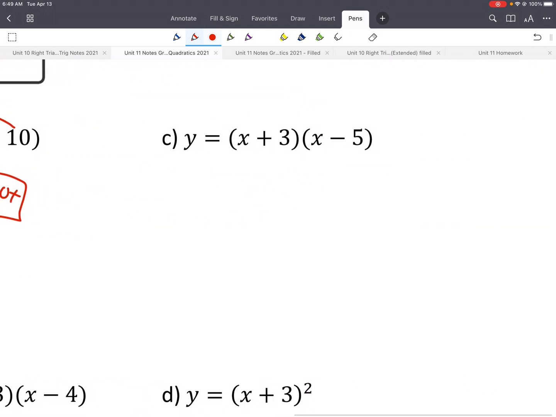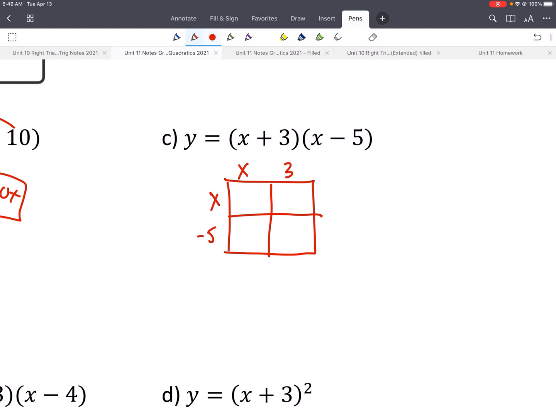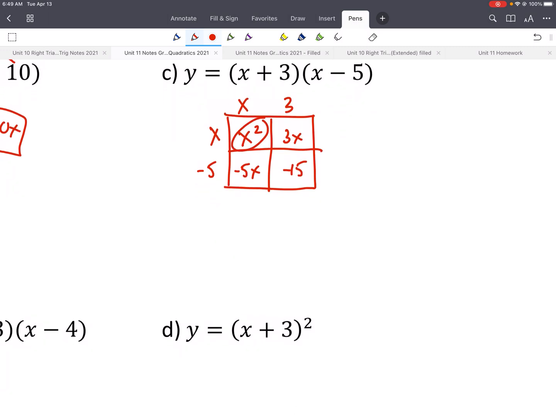Why don't you pause and give this one a try? Again, you can use a box method if you prefer. So maybe we'll do it for this one, if you can remember how to do it. Recently, we've been doing it backwards. So here we'd have x plus 3 and x minus 5, and we just do a multiplication table. So x squared, 3x, negative 5x, and negative 15. And then we just combine like terms. So we have x squared, here we have a negative 2x, and then a negative 15.